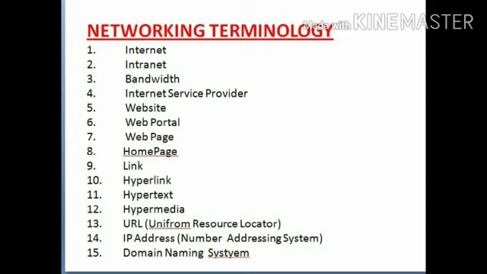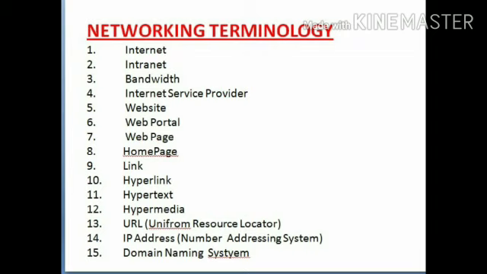Next, Intranet. It is a private network contained within an enterprise. It is used to share company information and computing resources securely, and the outside persons cannot access the information. Next is bandwidth. It is the amount of data that can be transmitted in a fixed amount of time. It is expressed in bps, means bits per second. In higher units, these are kbps, kilobits per second, and mbps, megabits per second.